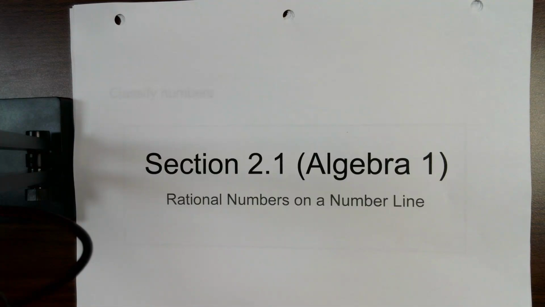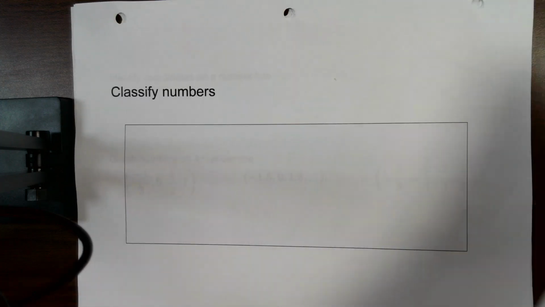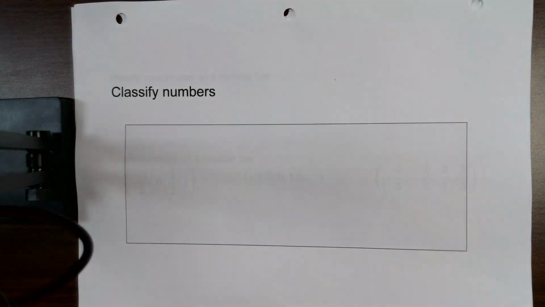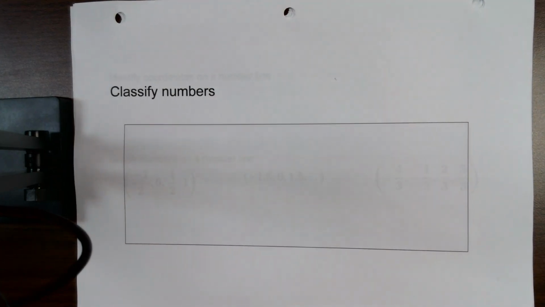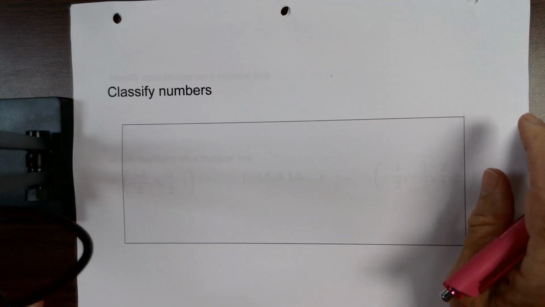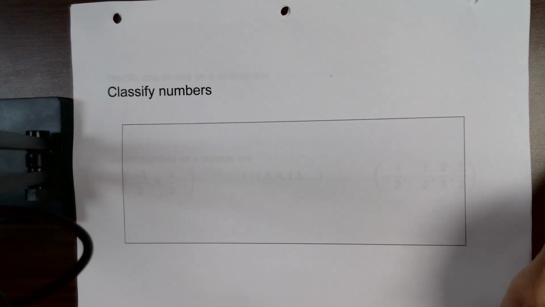Section 2.1 concerns rational numbers on a number line. The very first thing we have to do is figure out what rational numbers are. We are going to talk about classifying numbers.